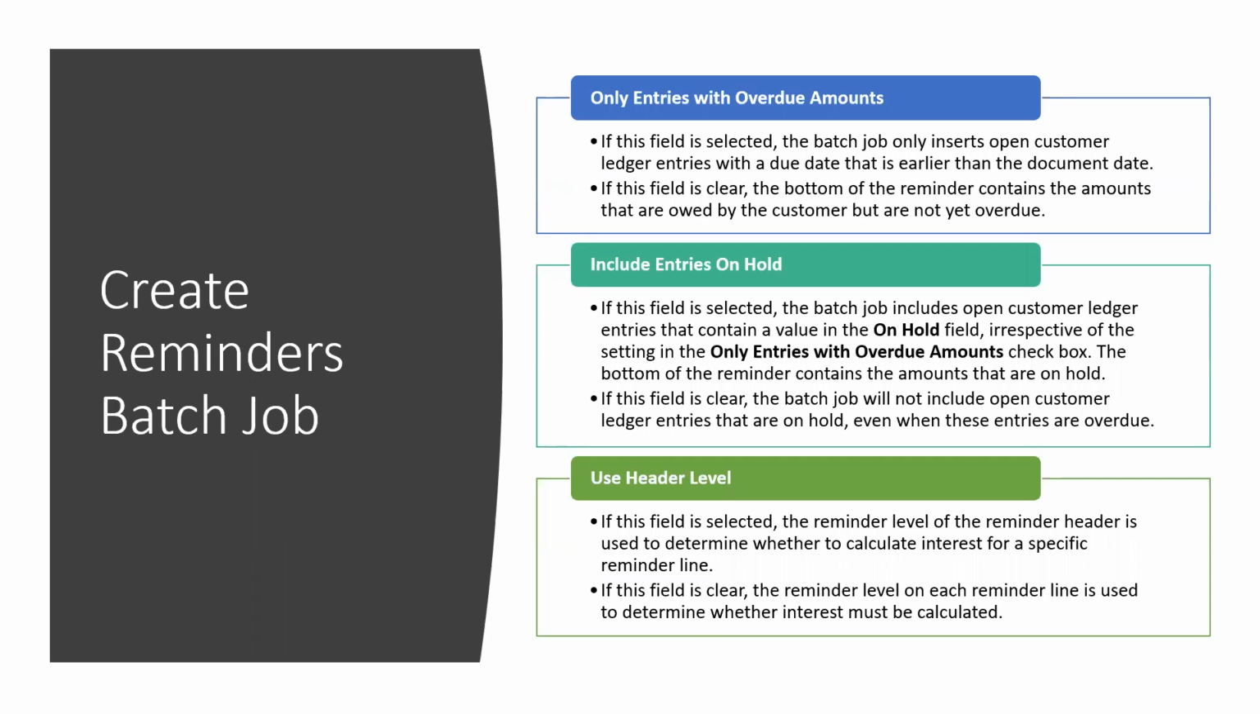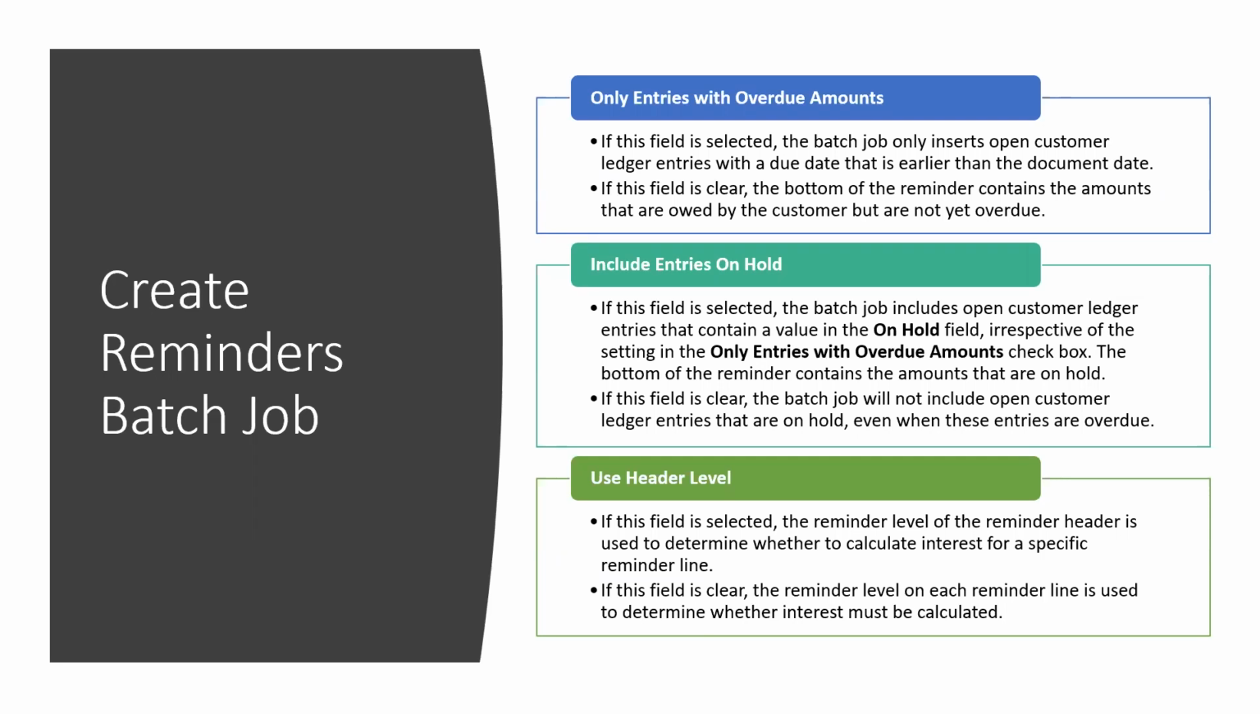Now, only entries with overdue amounts, the first option. If you select this option, the batch job only inserts open customer ledger entries with the due date that is earlier than the document date. If this field is clear, the bottom of the reminder contains the amounts that are owed by the customer but are not yet overdue. So through the reminders, with this first option, you can control if you only want to send reminders for overdue invoices or for the actual complete list of invoices that are still open, right? So basically you can control that in first place.